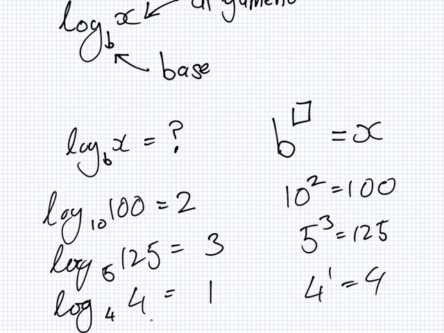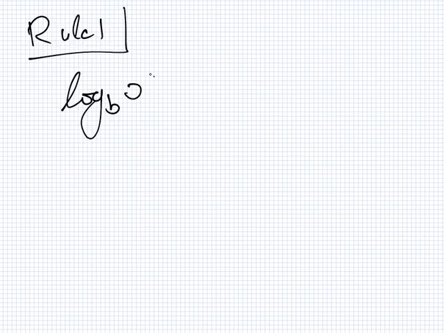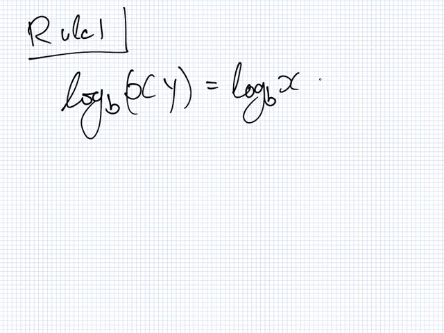Scroll down. Okay. So the first rule. Log base b of x times y is equal to log base b of x plus log base b of y. This is the most important rule for logs. Most important rule.